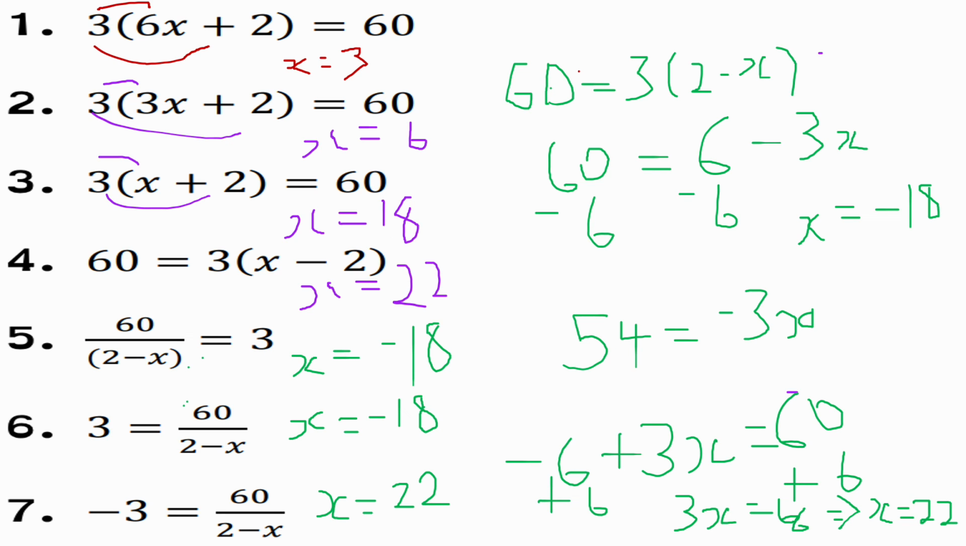And that's my answer for question number 7. What I did was multiply both sides by 2 minus x: minus 3 times 2 is minus 6, minus 3 times minus x, remember that a negative times a negative equals a positive, equal to 60. Rearrange it to make x the subject, so add 6 to both sides, then divide by 3, and I get the answer of 22. And for the previous one, 54 divided by minus 3 is negative 18, so x is equal to negative 18 for that one.